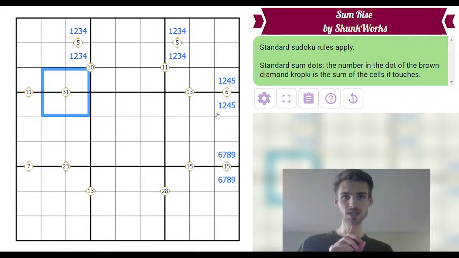You see 2 15 cages. Interesting. I never thought about it like that. Okay, anyways, let's go. Let's start the puzzle.